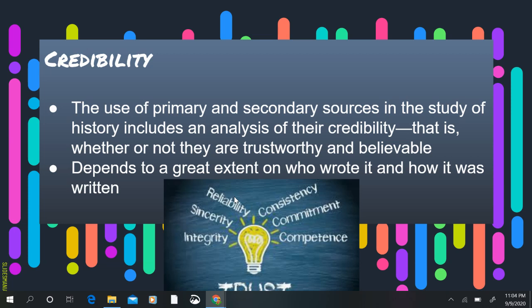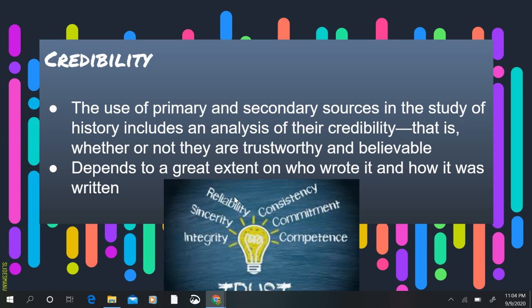So when we're looking at these sources, we're trying to decide whether these sources are credible. In other words, can we trust them? Can we believe in them? And those are the kinds of things that we're going to be looking at when we're looking at primary and secondary sources. When we're studying history, we have to analyze: are they trustworthy? Are they credible? Okay. And we're going to look at how we're going to do that.